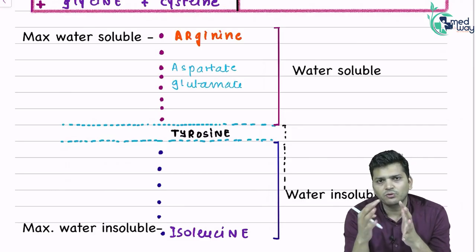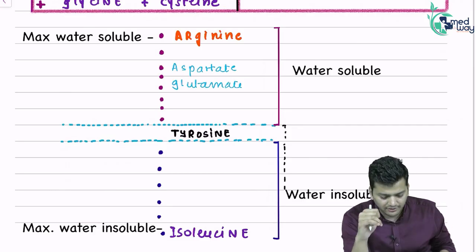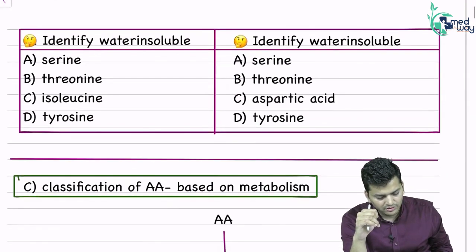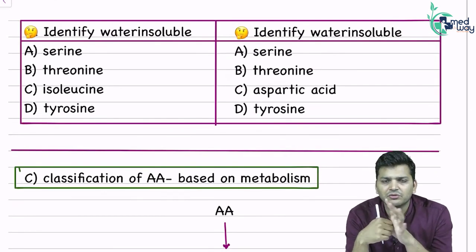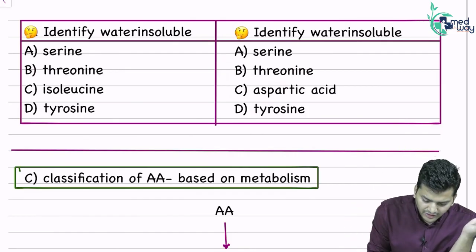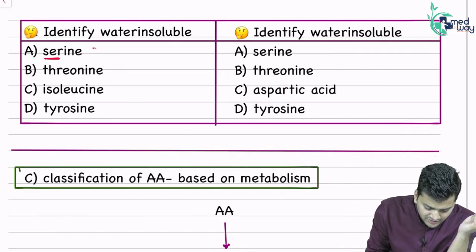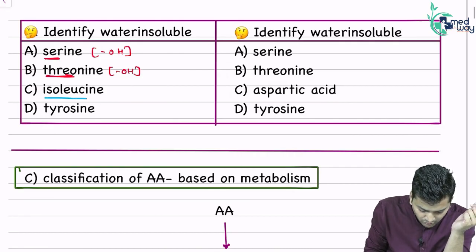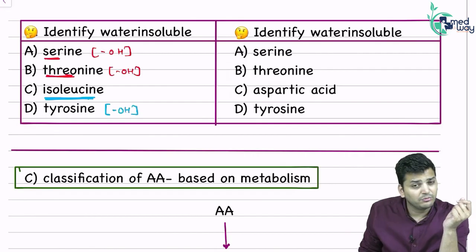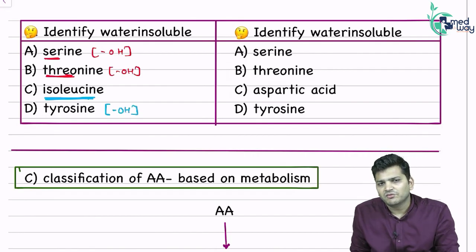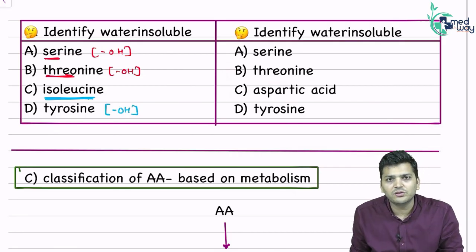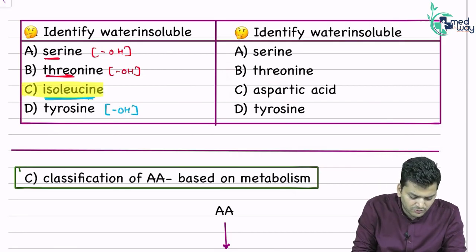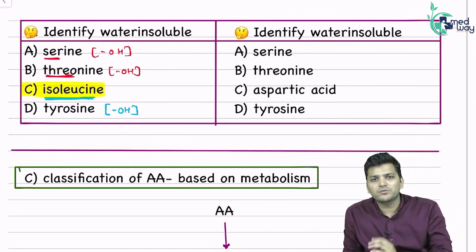I will show you some questions so that you will get an idea. See here, there are two questions. Identify the water insoluble one. Which of the following is water insoluble? If I write down the categories, that will make life easier. Serine, alcohol containing amino acid. Threonine, alcohol containing amino acid. Isoleucine, we know that isoleucine is the most water insoluble. And tyrosine also contains alcohol, but it is also water insoluble. But if you have to select the best answer, tyrosine or isoleucine? You are definitely going to select isoleucine, because that is the most water insoluble one.